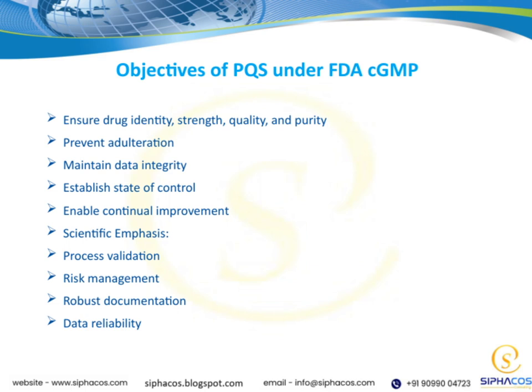Robust documentation supports all these efforts, providing a clear record of what has been done, why, and how. And at the core of all this is data reliability, trustworthy data that underpins every decision we make to ensure product quality and patient safety. Together, these objectives and scientific focus areas create a strong foundation for delivering safe, effective medicines.